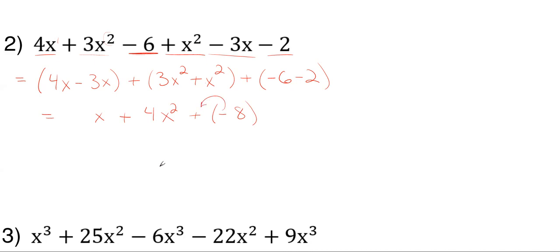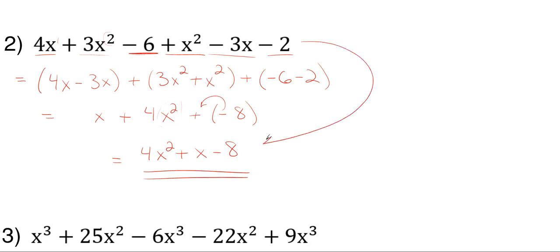And then technically the way you should write equations is the highest power should go in front. Well, x squared is the highest power we have here, so we'll just move that to the front of the equation of 4x squared plus x minus 8. And that would be my simplification of this equation for number 2. So all of that boils down to that.